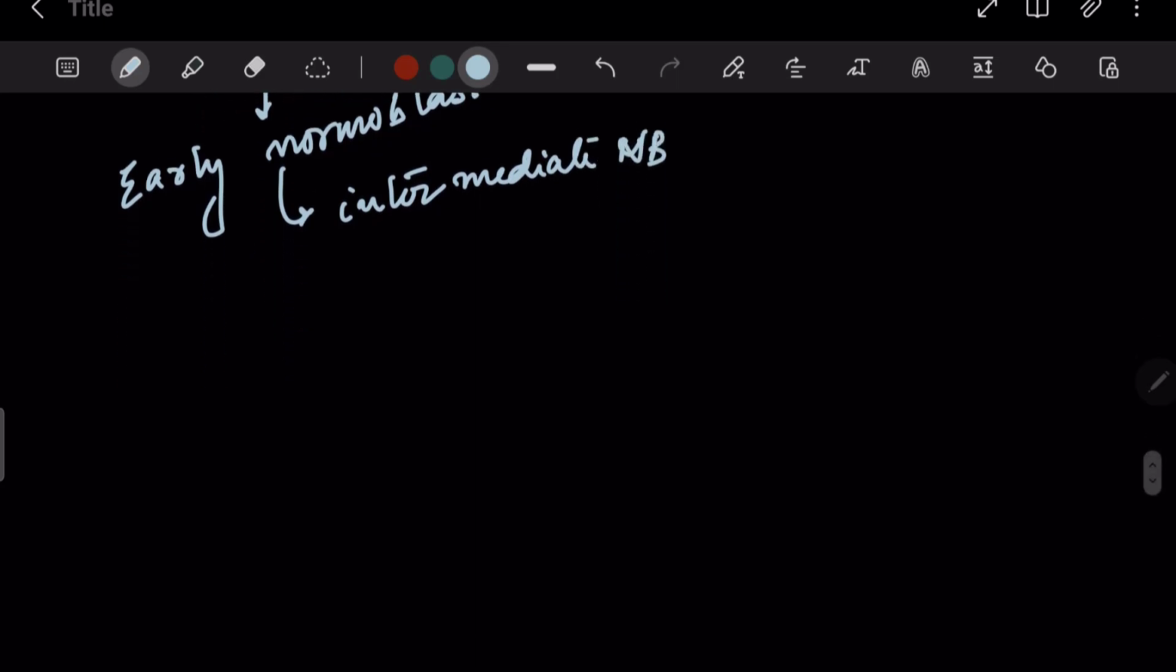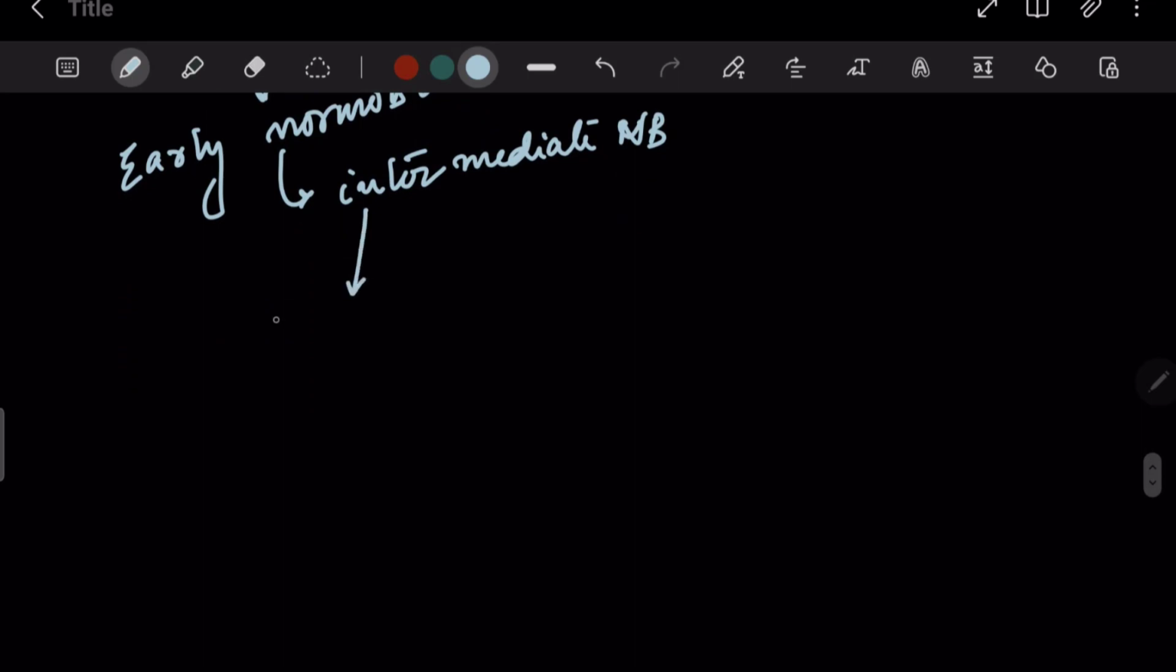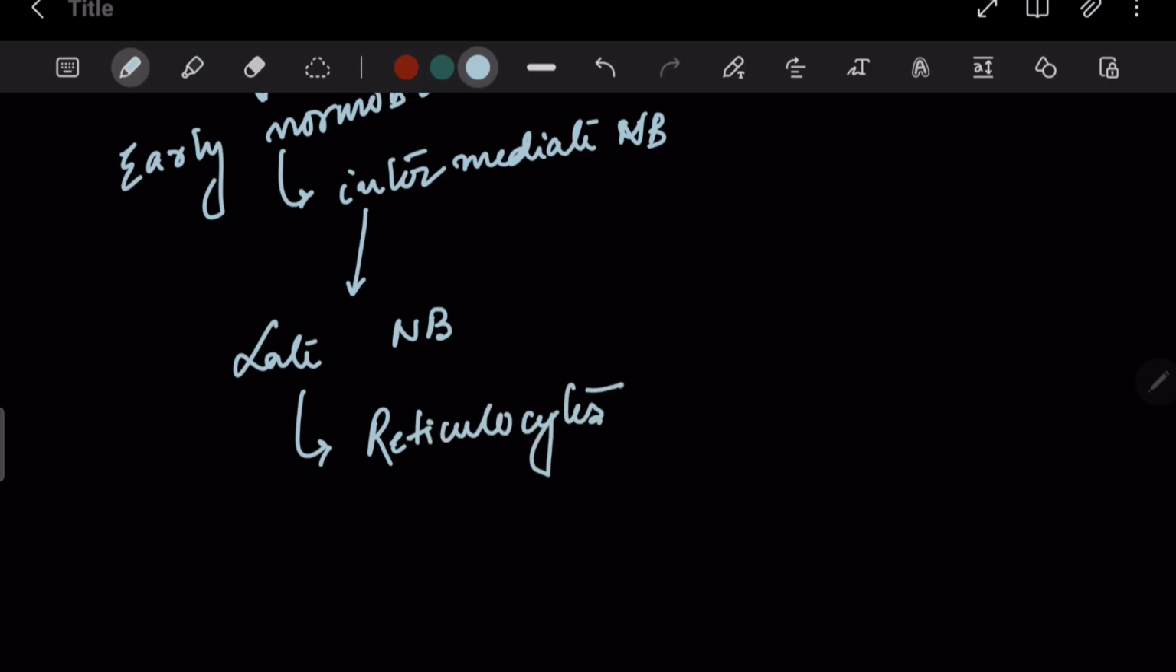The intermediate normoblast then differentiates to form the late normoblast. After all these normoblastic stages, reticulocytes are formed, which finally differentiate to form the final matured erythrocyte.